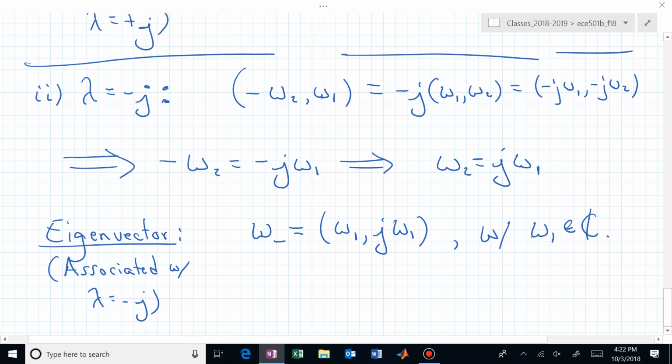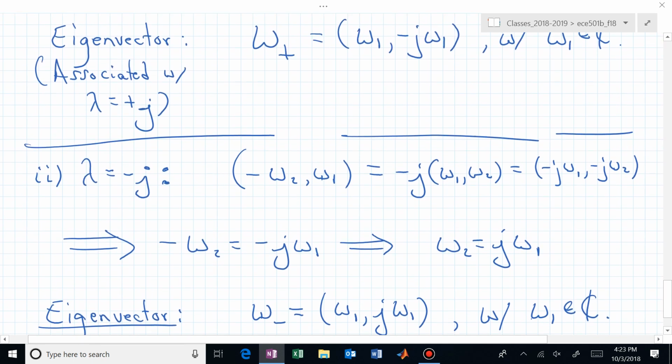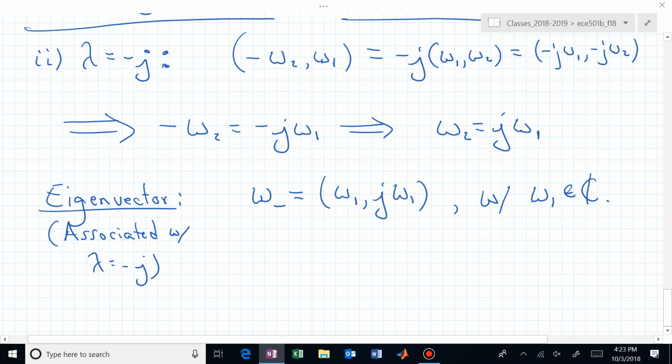So if you multiply W2 by j over j, which is 1, then, never mind, I missed that. So you should get back the right relationship. And now what we're saying is that either of these vectors is an invariant direction.